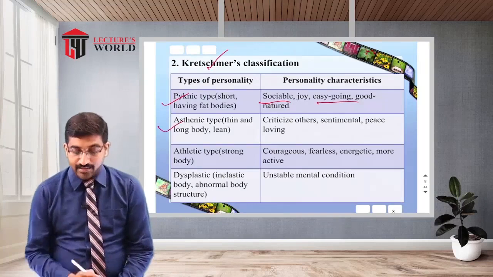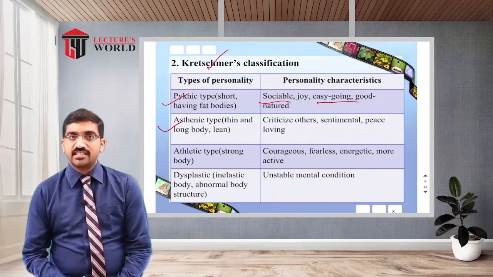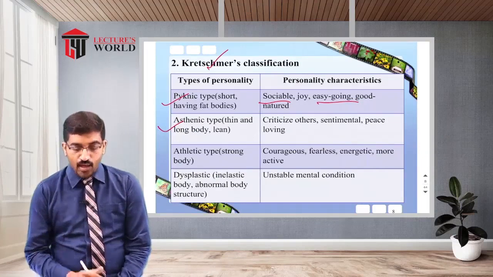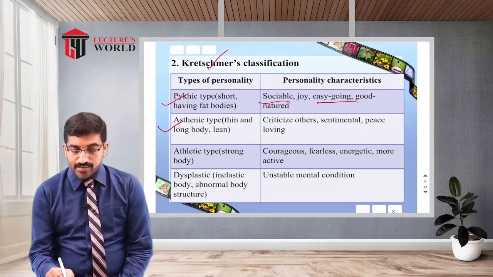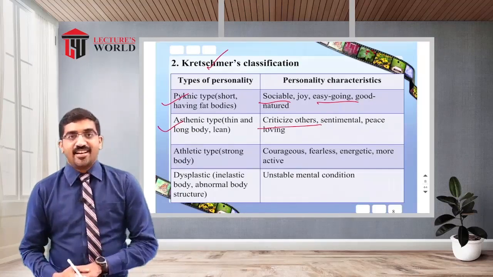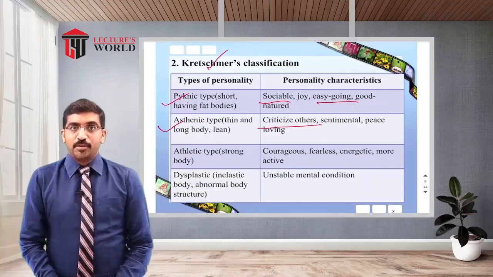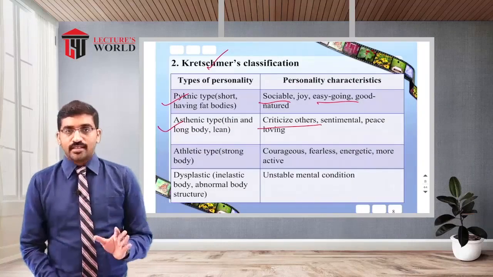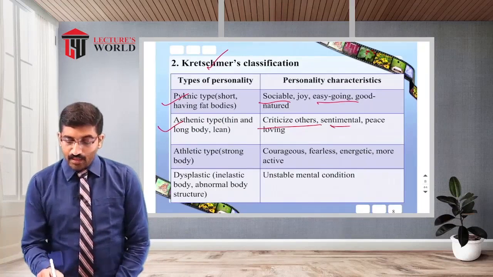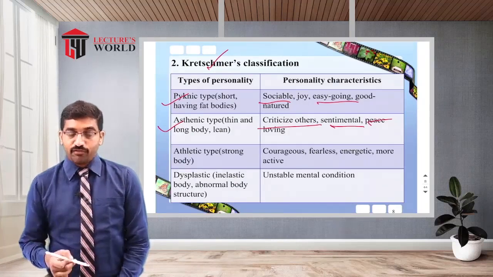And asthenic type. Asthenic type means they are very thin and long body. Very thin, lean. Sometimes we say, जैसे हम कहते हैं पतला, बहुत पतला बॉडी जो होता है उसको एस्थेनिक कह सकते हैं. So asthenic means they criticize others. I am again telling, these are theories. We just cannot tell any one particular classmate or your friend and tell them you are asthenic person. No, this is just theory, but theory are always coming based on research activities, right? But they are very sentimental. They are peace loving. They need peace and they love peace.